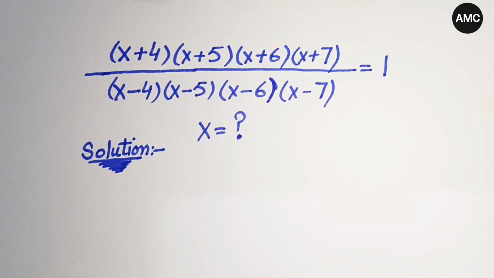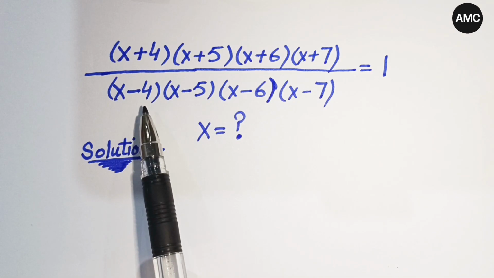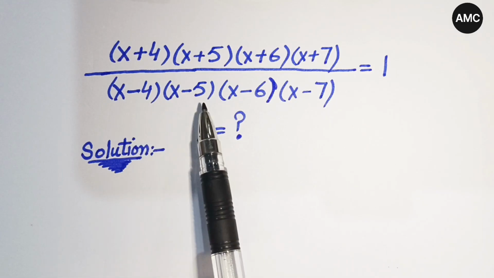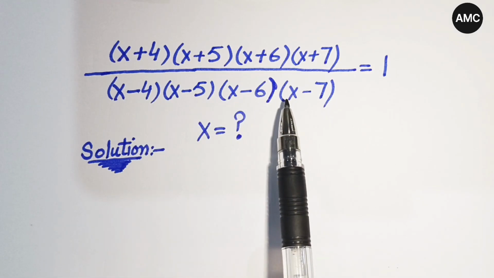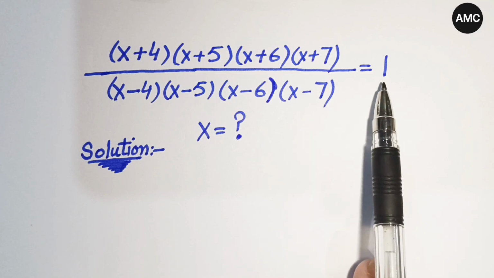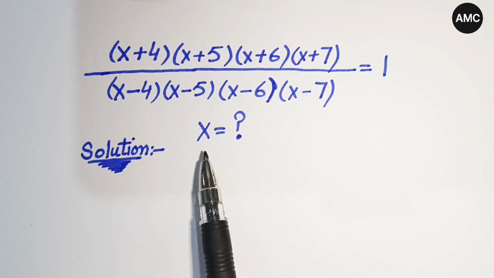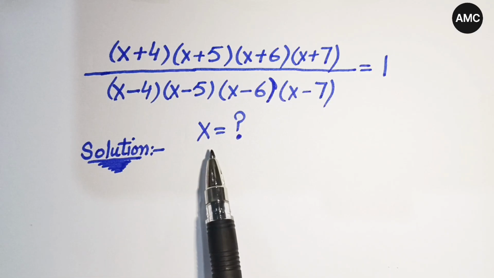Today we have a nice Olympiad Math Algebra problem, that is (x+4)(x+5)(x+6)(x+7) all over (x-4)(x-5)(x-6)(x-7), that is equal to 1. So we have to find all possible values of x.